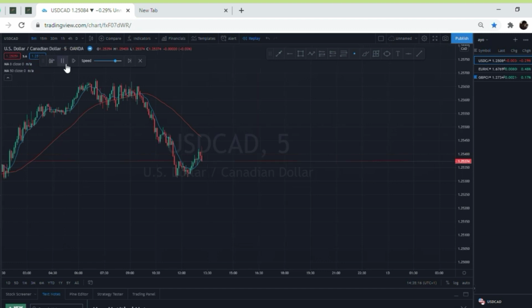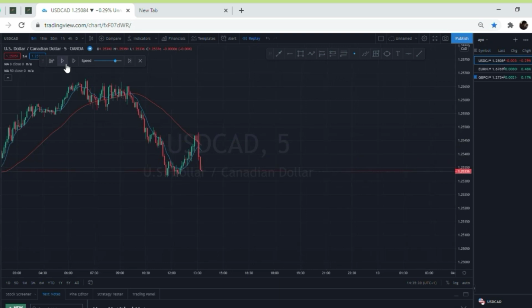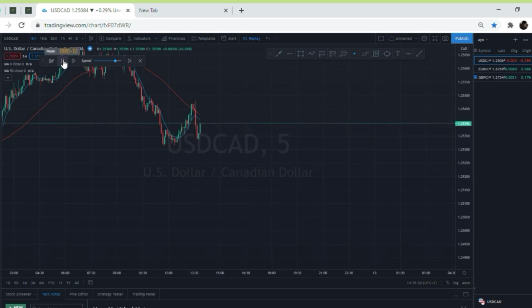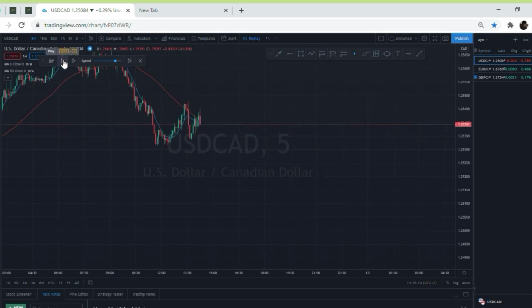Let's play this to see. We are waiting for the crossover of the day, so you have to make sure you have that. At this point we can see price make an attempt to cross, but it didn't cross, it just pulled to the downside. We're waiting, don't do anything, you have to wait for that cross.